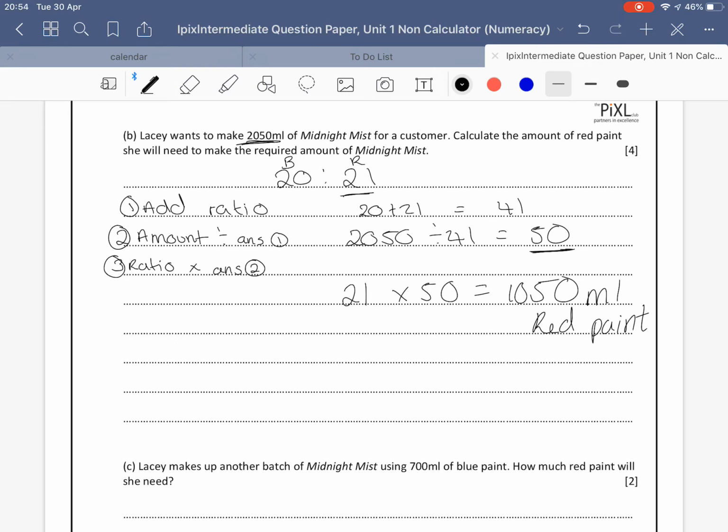If you did part A wrong and you had a different ratio, so if you didn't have 20 and 21, as long as you used that here and did the same methods, you'd get full marks. So you won't get penalised for getting your last one wrong. You still get all 4 marks if you've used your ratio. Okay?